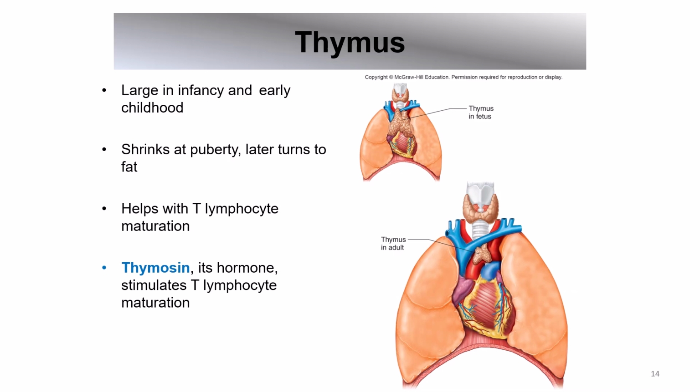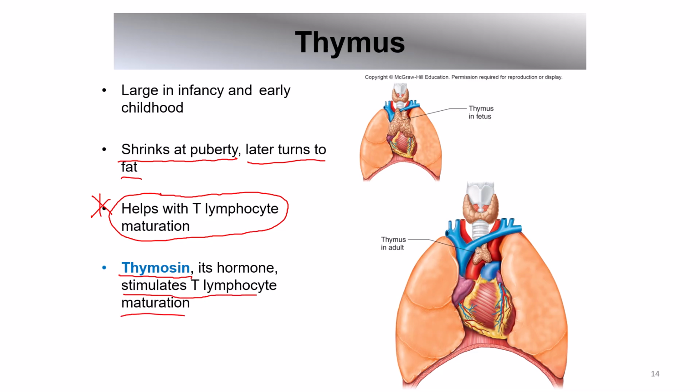Next organ we're going to talk about is the thymus. Now the thymus, interestingly, is large in babies and infants in early childhood, but it starts to shrink at puberty. Let's underline this part, and then later it just turns to fat. And what's the function? Know that the thymus helps with T lymphocyte maturation. It actually makes a hormone, and so the thymus is considered a gland because it makes a hormone. It makes this hormone called thymosin, and this hormone stimulates T lymphocyte maturation.